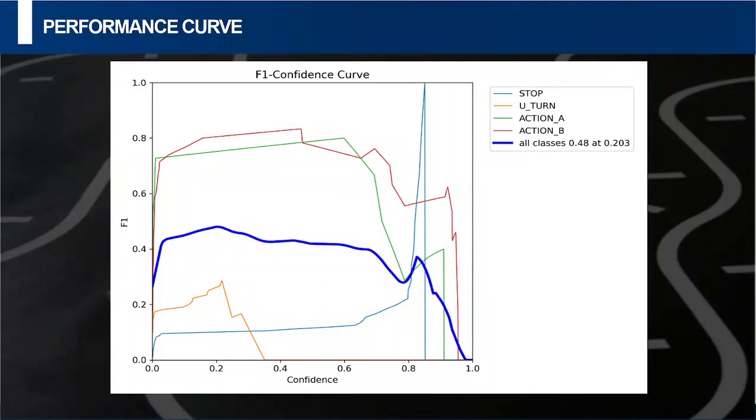As a result of deep learning, the F1 score curve for performance measurement is as follows.